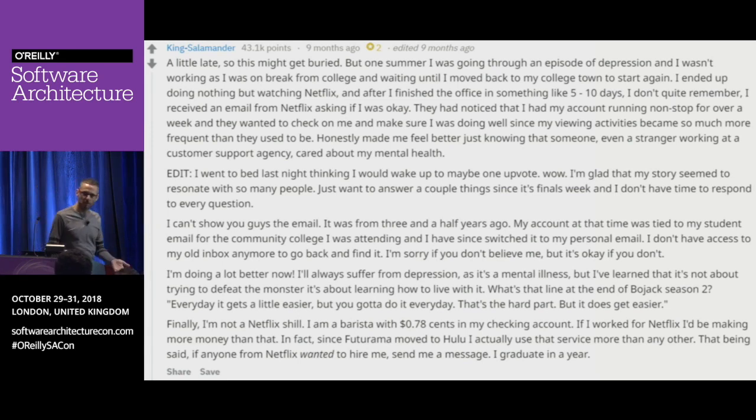He told that one summer he was going through an episode of depression. And he spent one week doing nothing, sitting in his room and watching Netflix. And then he got an email from Netflix asking if he was okay, because they noticed that his viewing habits had changed and his account was running nonstop. And the guy says that this actually made him feel better. It made him feel better that there was some guy over at Netflix noticing that something had changed and was wrong with him, and taking the time to send him an email to see if he was okay.